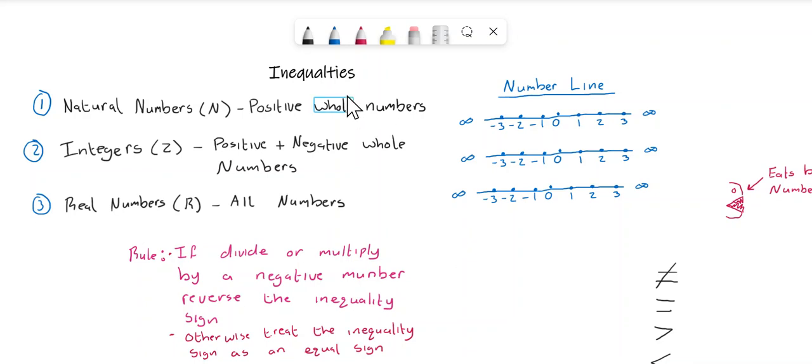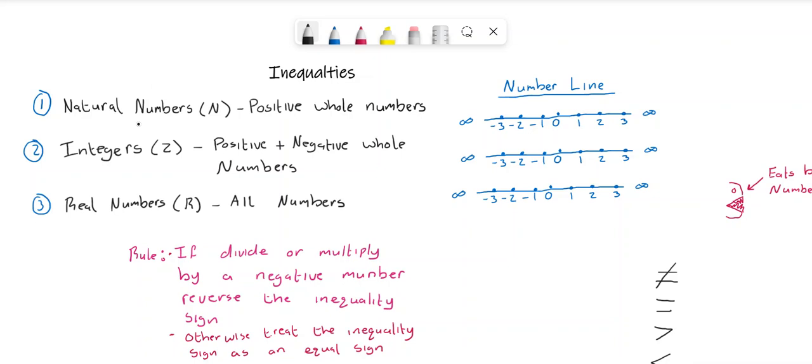So in this lesson we are going to look at inequalities, and just to get us started in inequalities, we're going to look at the different sets of numbers that you will come across, particularly when you're working with inequalities. So the first set are what are called natural numbers.